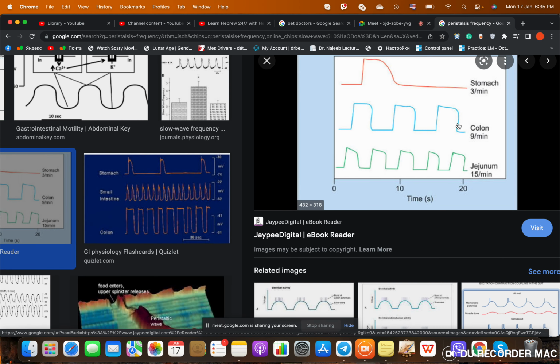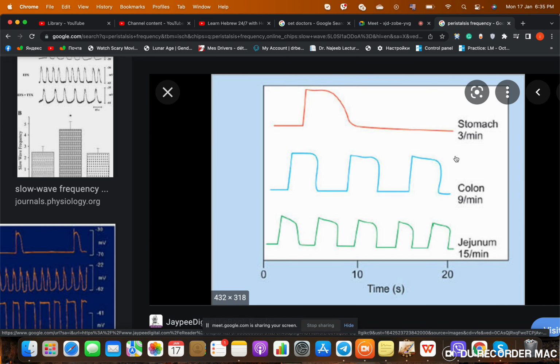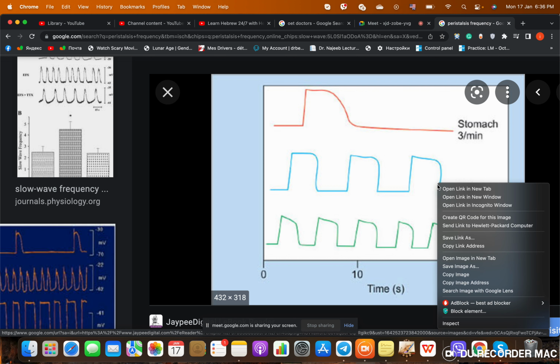Okay, finally I found it. So the stomach only moves 3 times per minute, the colon 9 per minute, and the jejunum 15 per minute. Well, now comes the question. Why is the jejunum faster than the colon, and why is the colon faster than the stomach? Does anybody know? Wow. Okay, I did not expect someone to know that. The length.